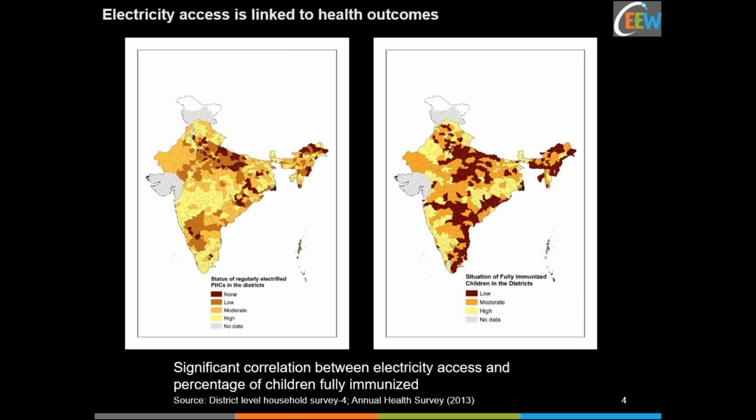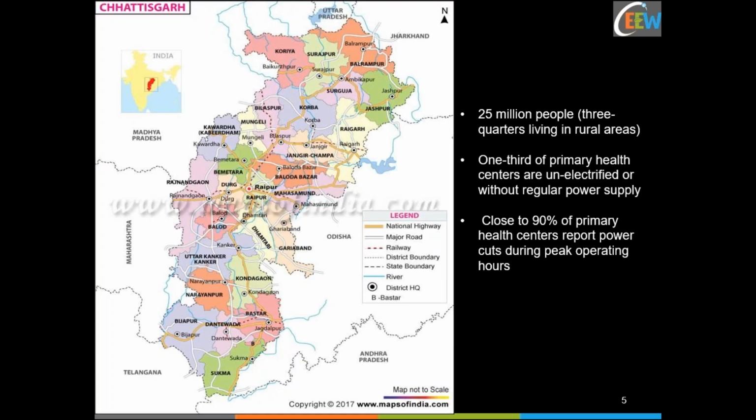So the map on the right shows the situation of fully immunized children in the different districts across the country. And when you correlate it to the map on the left, which is on regular electrification in primary health centers, you see that there is a significant correlation between the two. Those districts which have lower access to electricity also tend to have lower proportions of children who are immunized. So this really is just one illustration of how electricity access can impact health indicators.